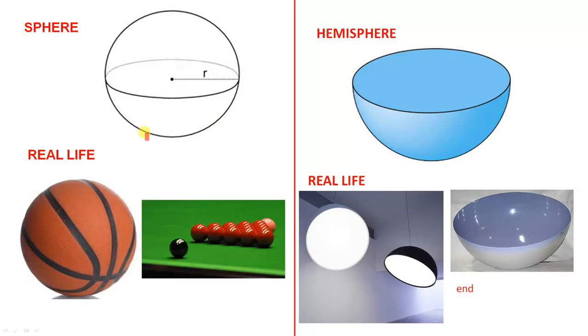For the sphere, in real life we have the basketball and the snooker balls. And for the hemisphere, which is half a sphere, in real life we have beautiful light shades, and we also have bowls which approximate a hemisphere.